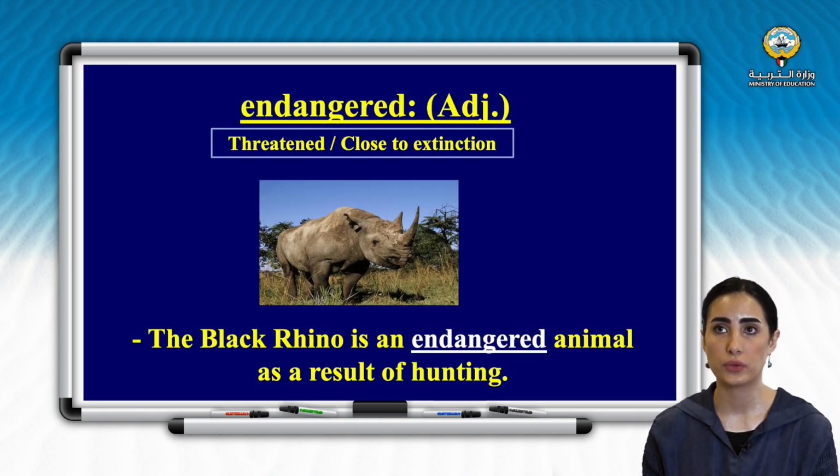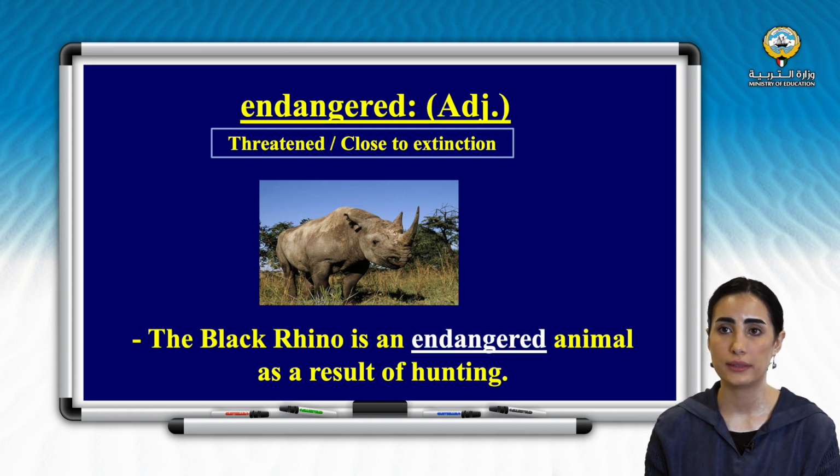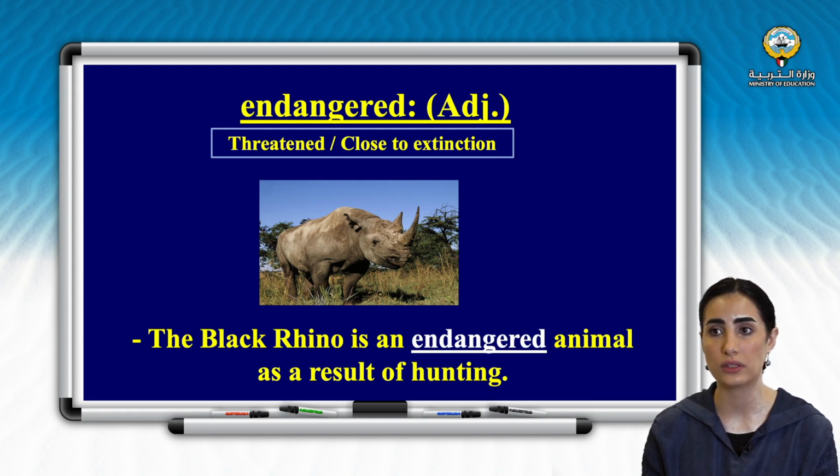Moving on to the next word, we have the word endangered. So repeat after me. Endangered. Endangered. Break down the word if you have any difficulty pronouncing. So endangered is an adjective. What do I mean by the word endangered? Let's look at the example. The black rhino, as you can see in the picture, is an endangered animal as a result of hunting. So endangered here means threatened or it's close to extinction.